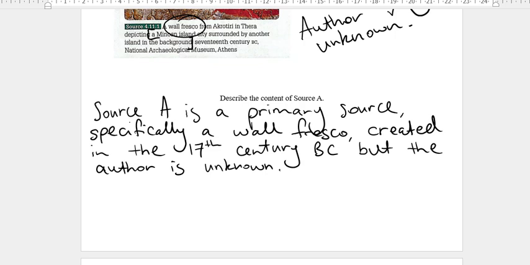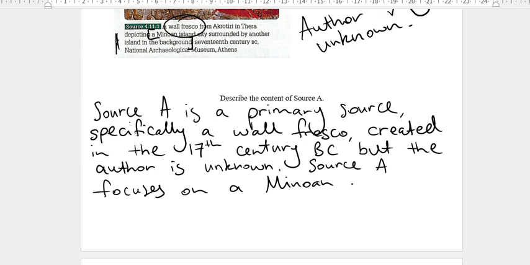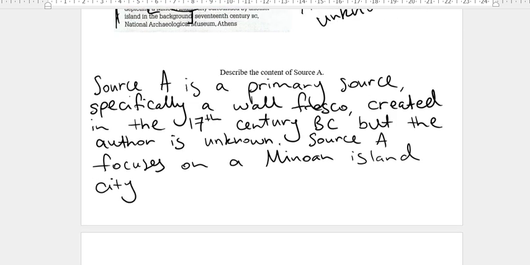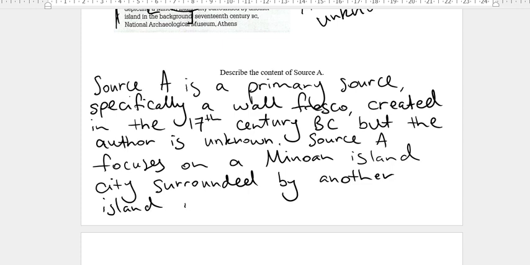Now we need to add one more sentence that just describes the source, tells us what it's about. So, source A focuses on, and this is where we just grab it from here, a Minoan island city surrounded by another island in the background. Okay, and that's all we need to be doing for this response.